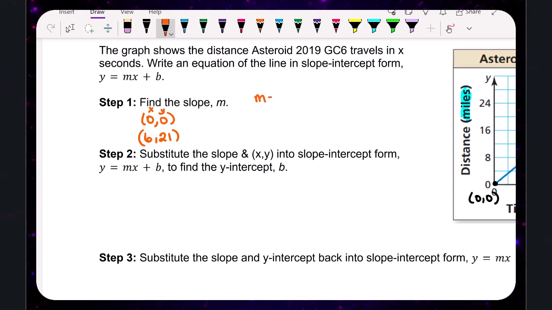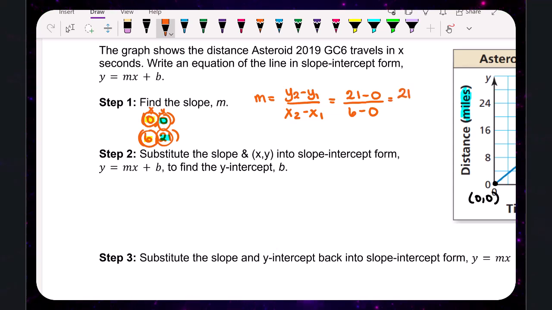Now remember, our slope formula is y2 minus y1 over x2 minus x1. I'm telling you right now, it does not matter which one you start with. So we're going to go ahead and let the top one be the 1s, and this one right here is going to be the 2s. So the way I'm going to set it up, I'll say 21 minus 0 divided by 6 minus 0. So y is on the top, x is on the bottom, 21 over 6.